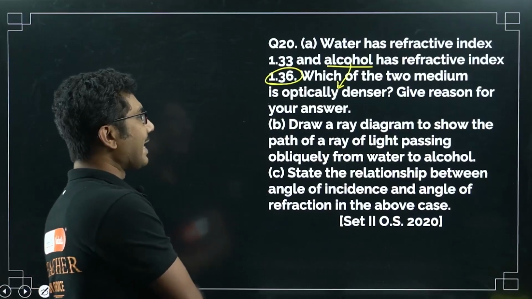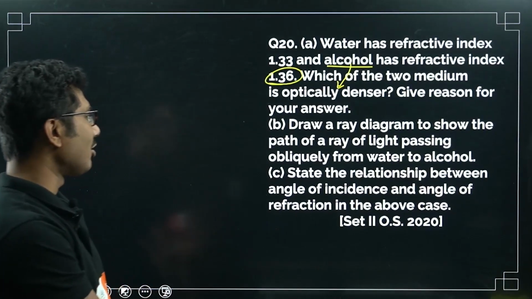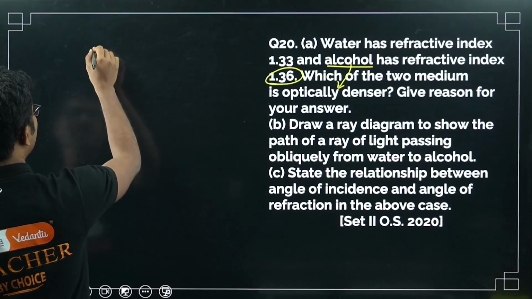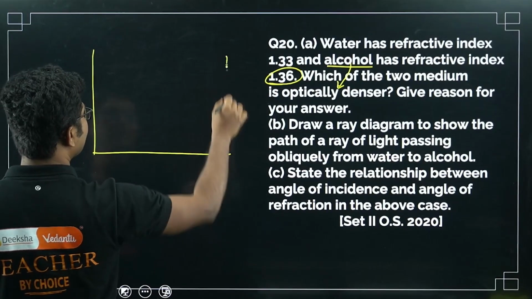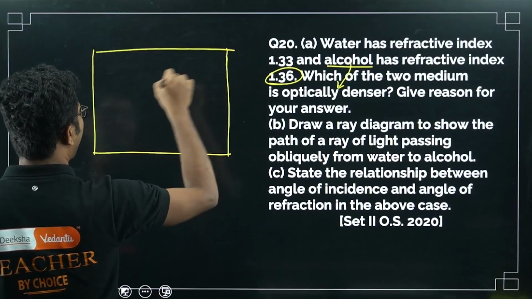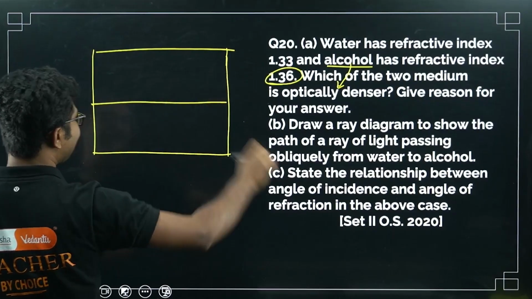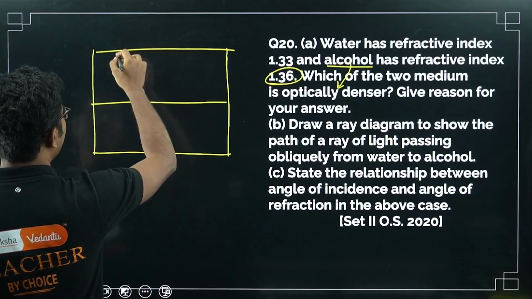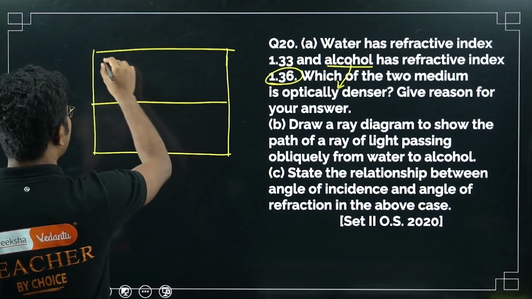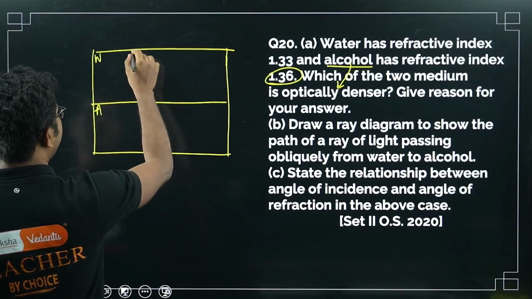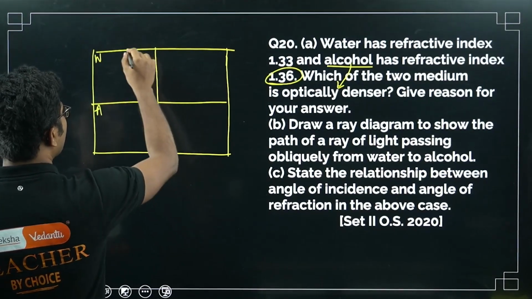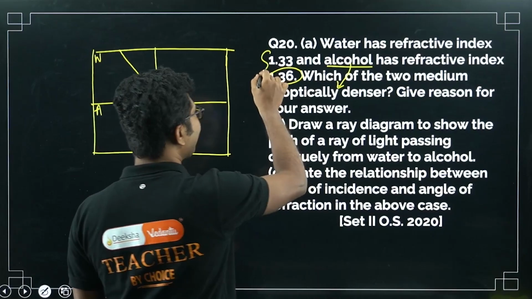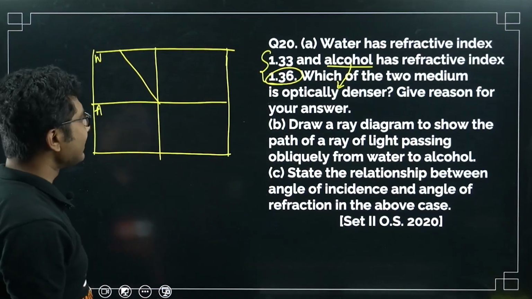Okay, draw a ray diagram to show the path of a ray passing obliquely from water to alcohol. So from water to alcohol, suppose we have a tank here. Alcohol in general is heavier than water, so it generally sinks. Suppose this is water, this is alcohol, and a ray of light is coming here. As the ray is incident on this, you see the difference in refractive index is not too much, but it is still more.